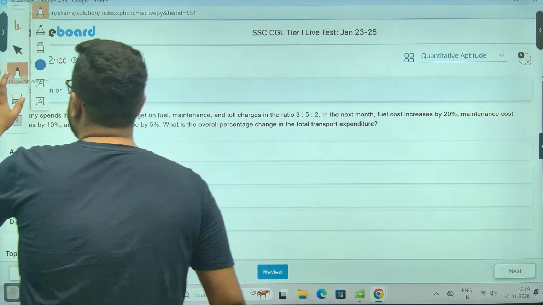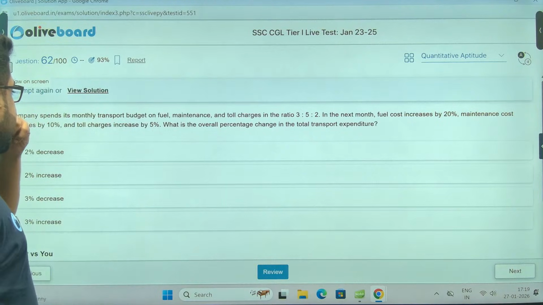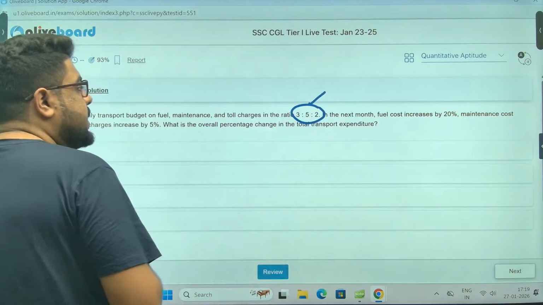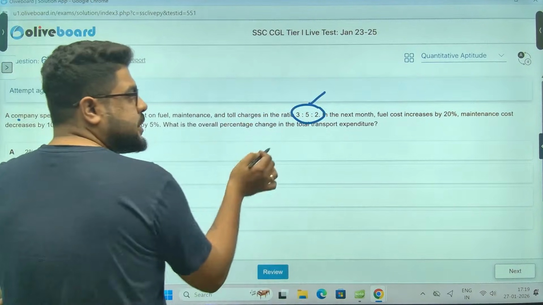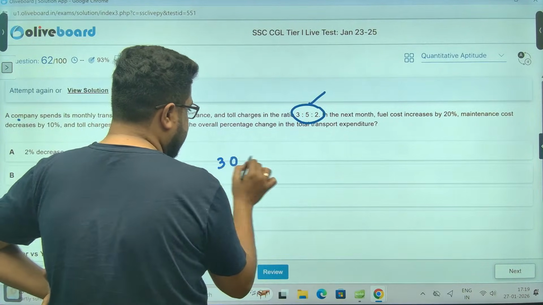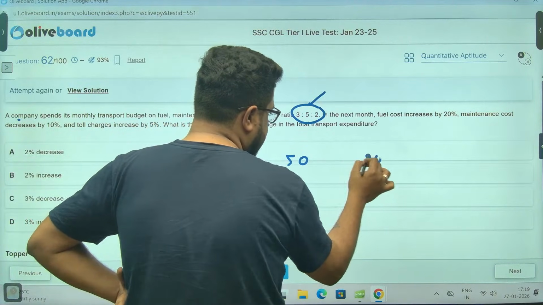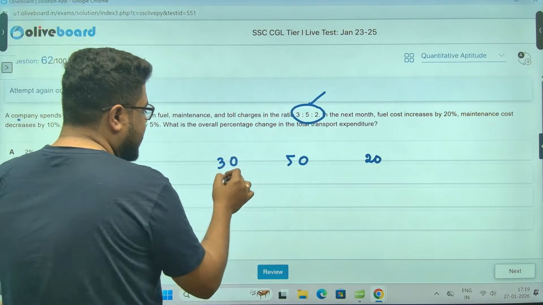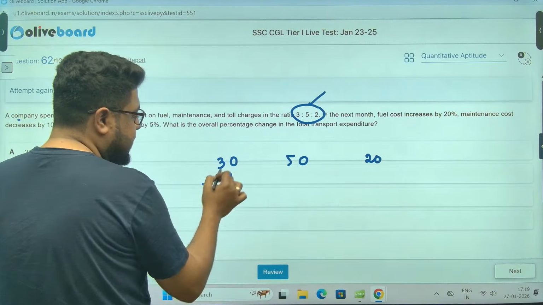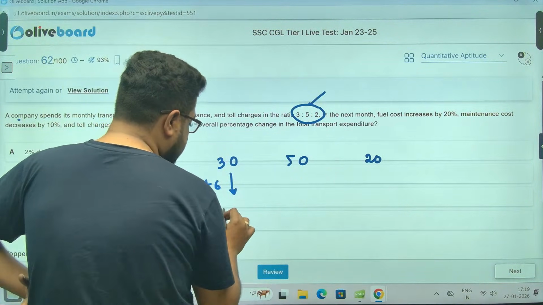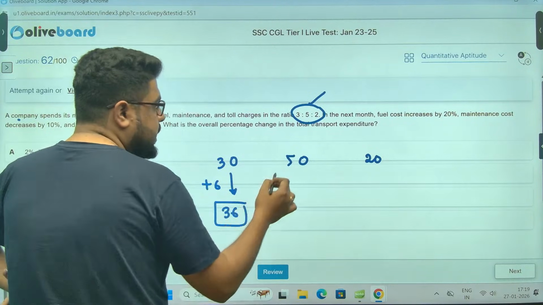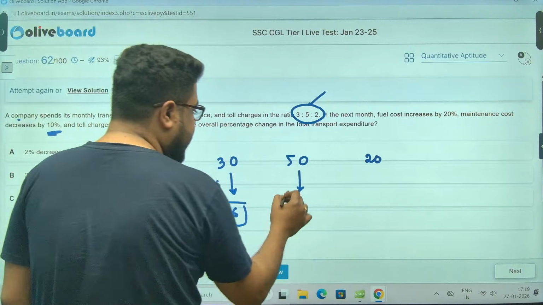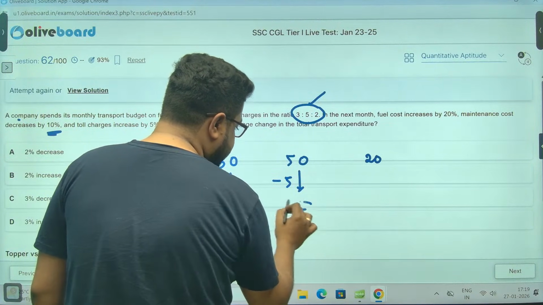Achha, next one, please. A company spends its monthly transport budget in this ratio: fuel 30, maintenance 50, toll 20. The good thing is the total is 100. Next month, fuel increased by 20%, meaning a 6 rupee increase, so 30 becomes 36 rupees. Maintenance cost decreased by 10%, meaning a 5 rupee decrement, so it is 45 rupees.